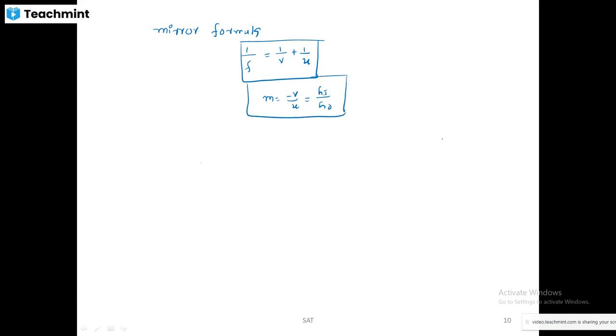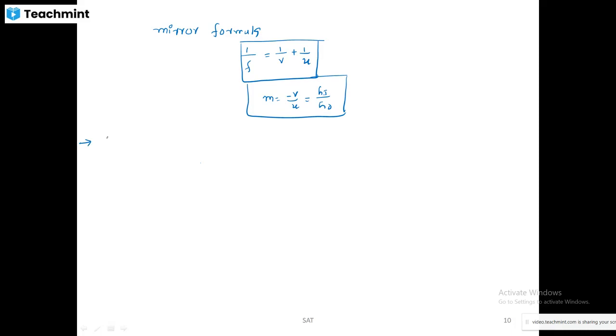The mirror formula is 1 by f is equal to 1 by v plus 1 by u. Next, magnification m is equal to minus v by u, which is equal to height of the image by height of the object. Very, very important. In all these cases we need to use the sign conventions. That is about the reflection of light. Now I'm going to take some problems based on these formulas.